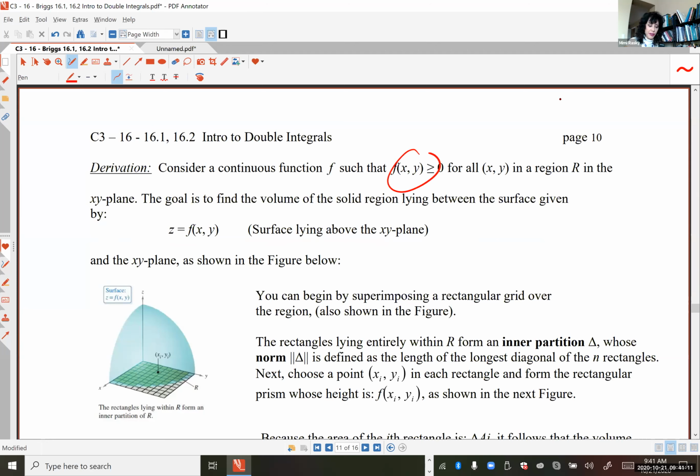f. And for now, consider it to be a positive function. So consider all the altitudes. The surface lies above the xy plane, kind of like this picture here. Here's your surface of some solid. There's your capping surface. And what are you trying to do?